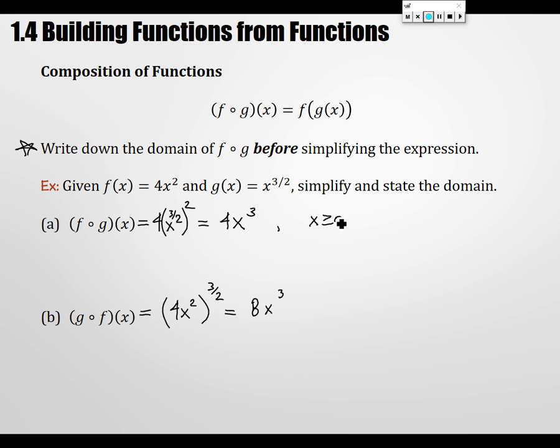Try plugging a negative number into g. F of g of x takes values into g first. So anything that g rejects, f of g better reject too, right? Right. So we need to say that. What about B? Anyone want to step out?